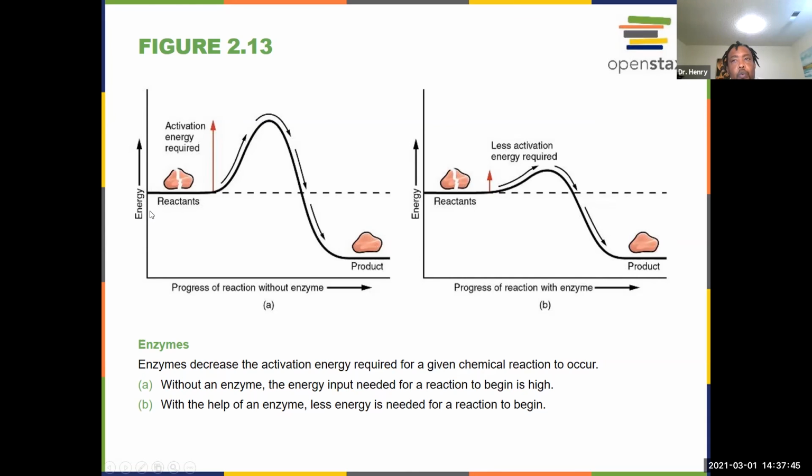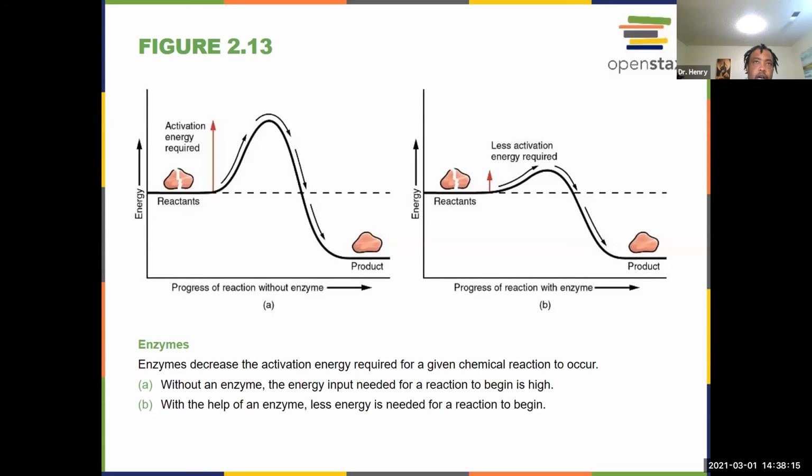So an enzyme actually causes your reaction to occur without having to put so much energy in to get over that hump. So these reactions occur faster, typically. They typically speed up reactions by lowering the activation energy. Okay, so that way you're not putting in as much energy and it's happening so much faster.